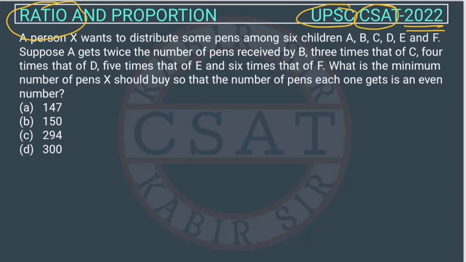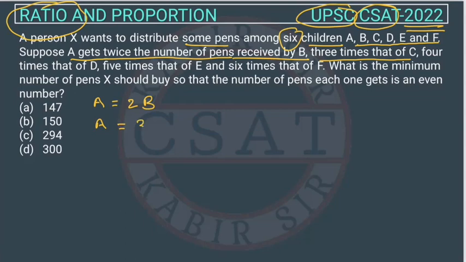So a person X wants to distribute some pens among 6 children A, B, C, D, E and F. Suppose A gets twice the number of pens received by B. So the number of pens with A is equal to 2B, right? 3 times that of C. The pens with A is 3 times that of C and 4 times that of D, 5 times that of E and 6 times that of F, right?